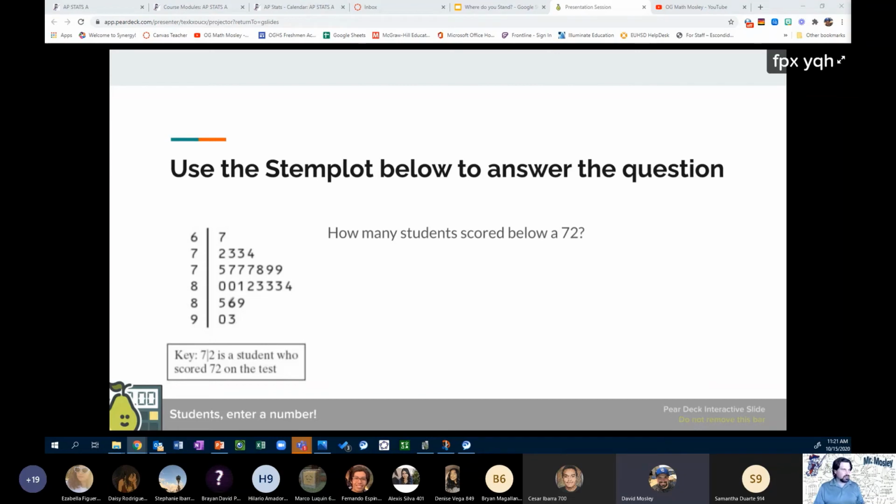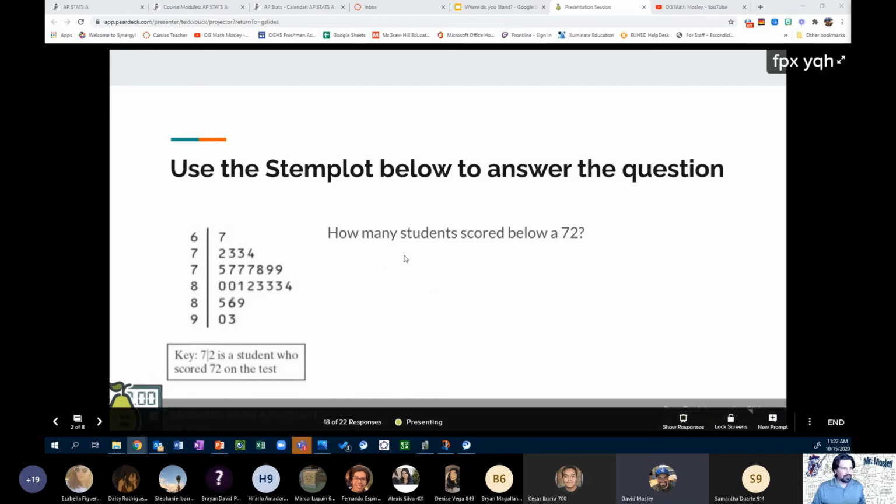Well, guys, this is an excellent opportunity to try, guess, give it a shot. And I see there's still 6 people who have not responded. Please guess. This is a learning opportunity. If you do not guess and you do not attempt, you are robbing yourself of an opportunity to learn. Once again, we're just looking for how many students scored below a 72.